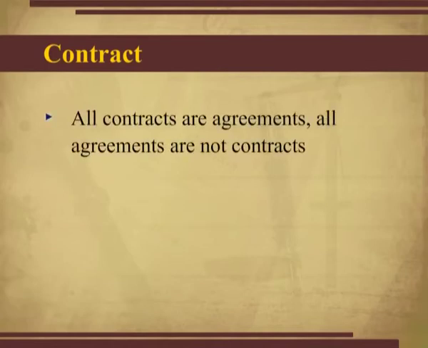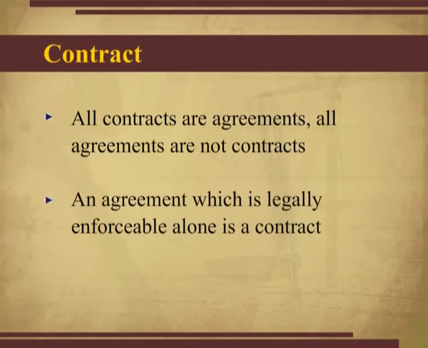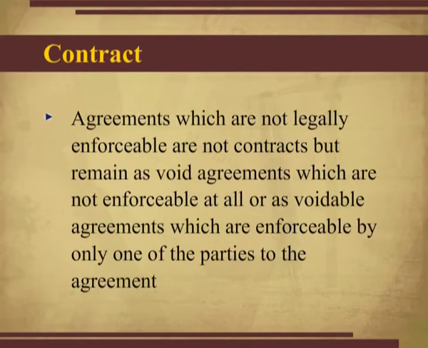Now, let us study the term contract and few other terms associated that will help us define the term contract. What is a contract? While all the contracts are agreements, all the agreements are not contracts. An agreement which is legally enforceable alone is a contract. Agreements which are not legally enforceable are not contracts but remain as void agreements which are not enforceable at all, or as voidable agreements which are enforceable by only one of the parties to the agreement.